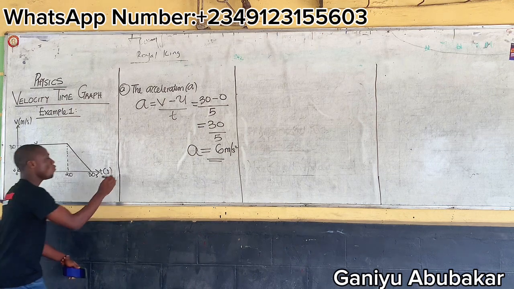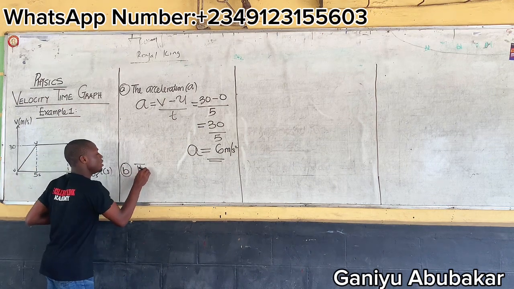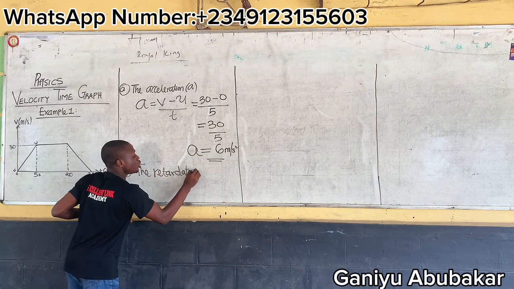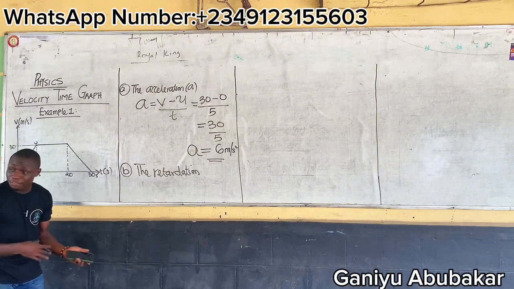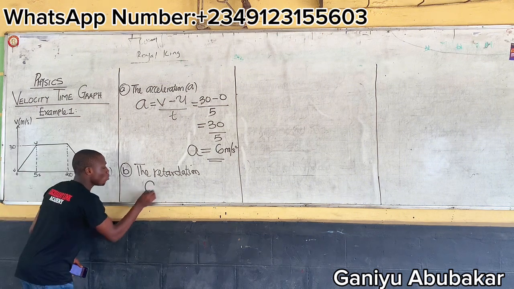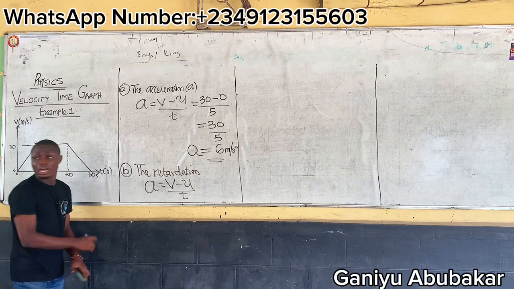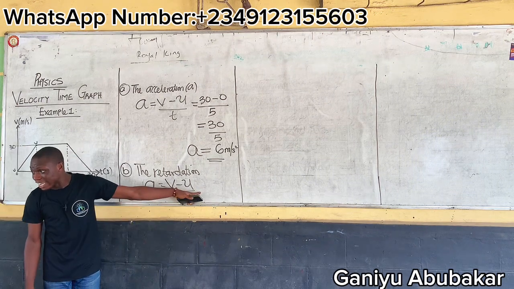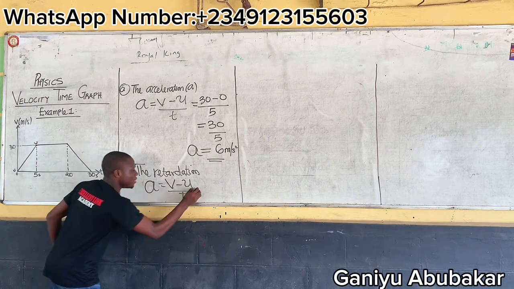Let's do B. What did B say? We said this is still acceleration, but a negative acceleration. So A is equal to V minus U over T. It's the same formula, because it's acceleration. But I'm expecting a negative answer as my answer. Are we there?